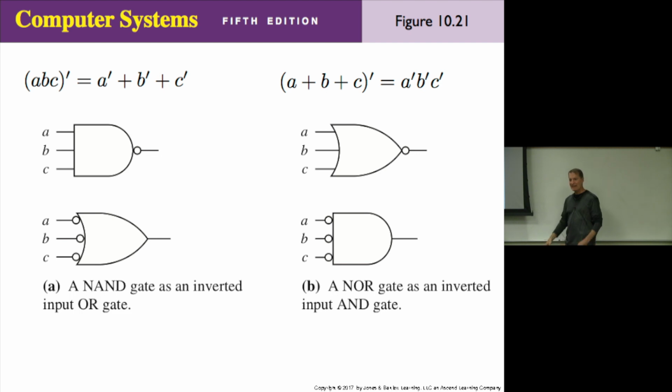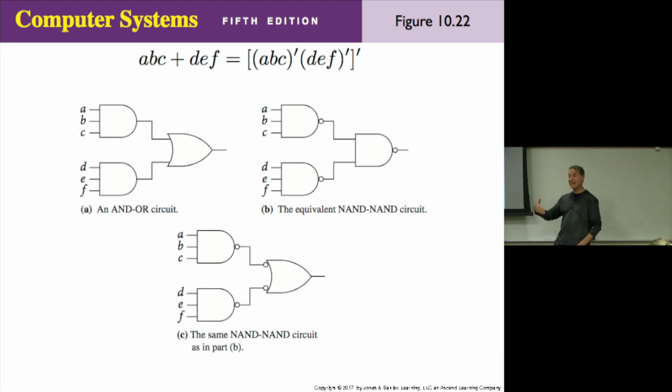Are you with me? Now, get this, sports fans. Let's carry this to the next level. And by level, we mean how many gate delays? 2 levels from the input to the output. 2 levels of gate delay. 2 gate delays from the input to the output. And look at this. In figure 10.22a, here we have an AND OR circuit. So we have A and B and C coming into one AND gate. We have D and E and F coming into another AND gate. And we have each one of these going to an OR gate.